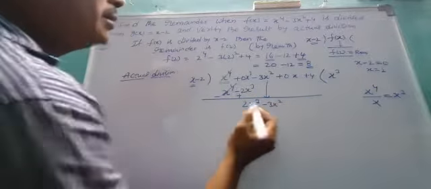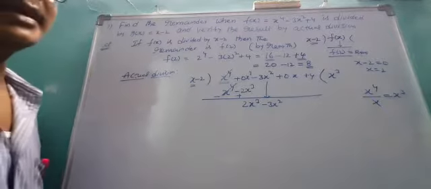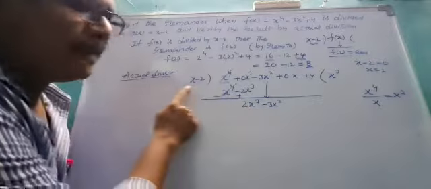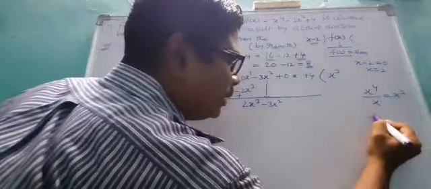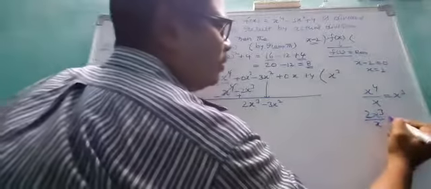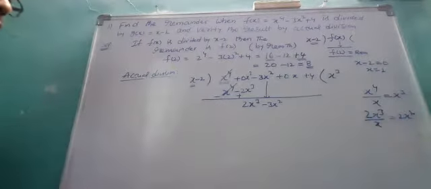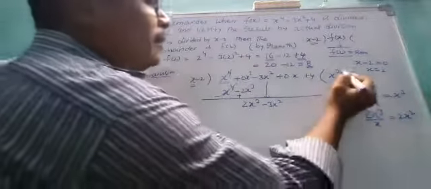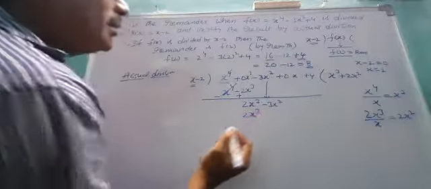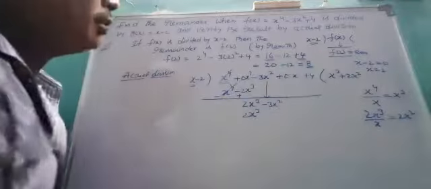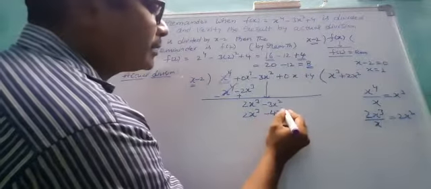What is that? Minus 3x square. So now this is the dividend. Now we divide this 2x cube by x. 2x cube by x equal to 2x square. We got the second term of the quotient, plus 2x square. So 2x square into x is 2x cube. Next one, minus 2 into plus 2x square, that equal to minus 4x square.